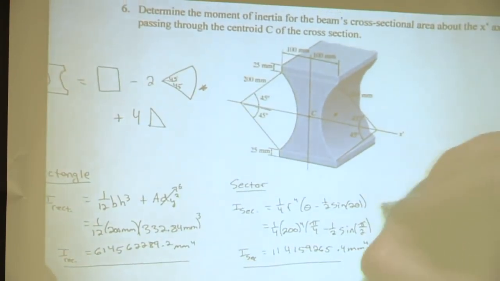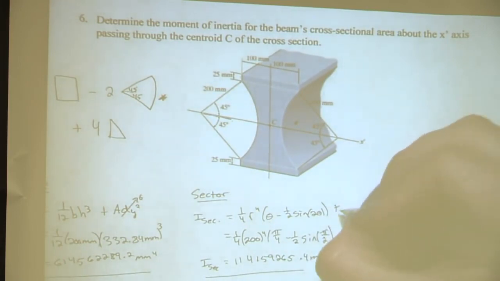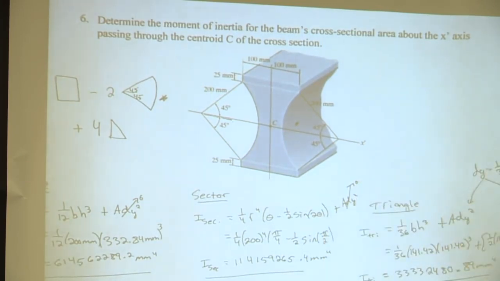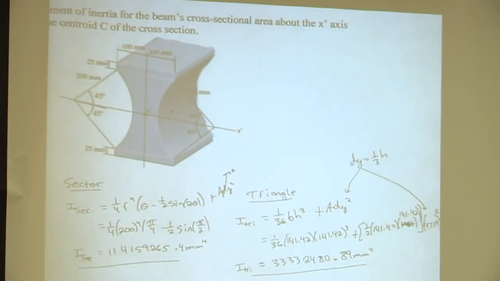Now, what about this sector? What's the y distance from the x-axis to its centroid? 0 as well. So if you're ever not sure, just use it every single time, and then you can see when it cancels out, when it's 0. But for the triangle, does its centroid lie on the x-axis? No, so we have to calculate that out. Does that make sense? Okay.